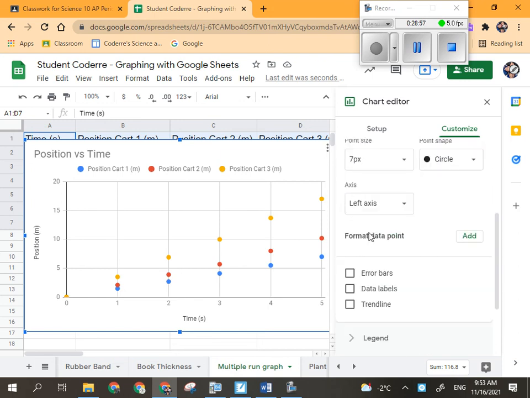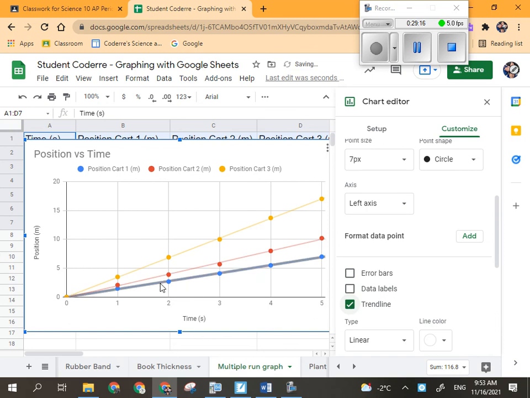Now, when I have this data, do I want one best fit line or do I want one best fit line for each car? 1 for each car. One for each car. They're separate sets of data. Okay, so I'm just going to go down here to Trendline. Okay, click it. And Google will default to actually drawing a line for each car.